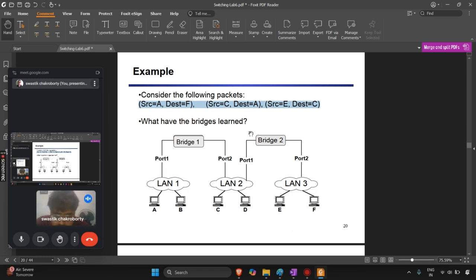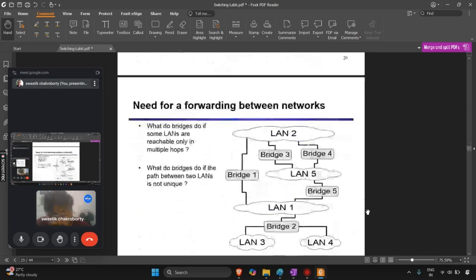Similarly, the packet goes from E to C, or from C to A. So C to A uses one bridge, E to C uses one bridge, whereas A to F uses two bridges.